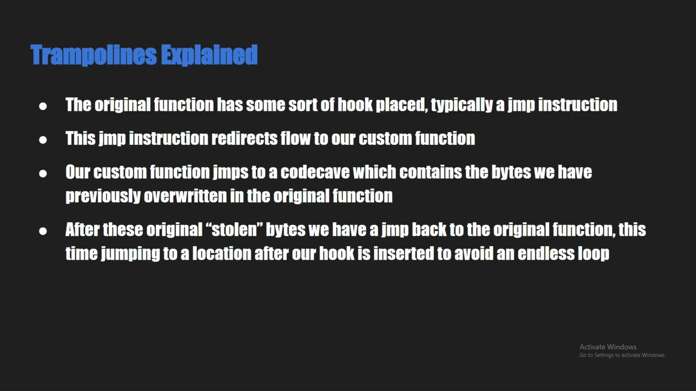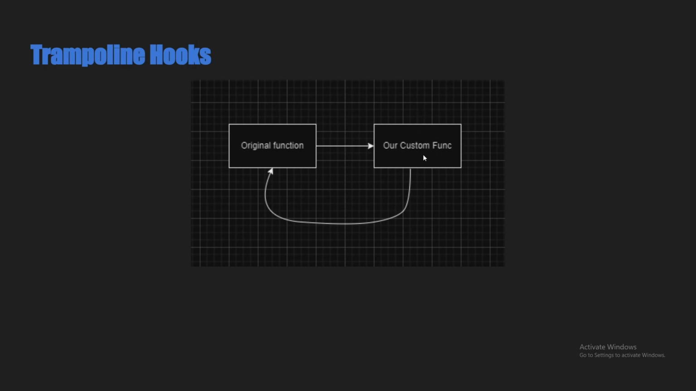And then our custom function jumps to a code cave, which contains the bytes we have previously overwritten in the original function. These bytes that we replace with our jump instruction are known as stolen bytes. After these stolen bytes, we have a jump back to the original function, this time jumping to a location after our hook is inserted to avoid an endless loop. If you think about this diagram, when we're jumping from our code cave back to the original function, if we just jump straight back to the start of that function, we're going to hit another jump and it's just going to go in this loop all over again.